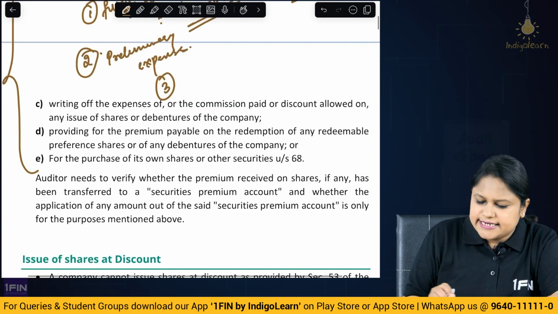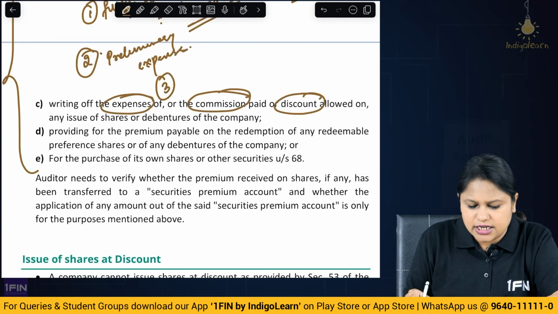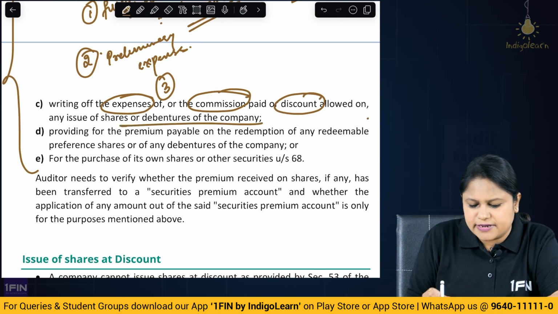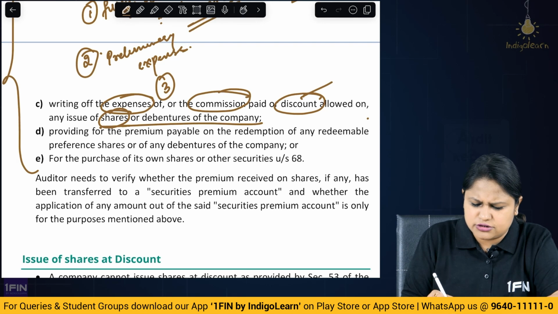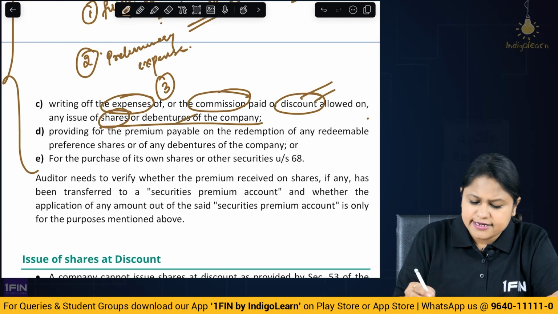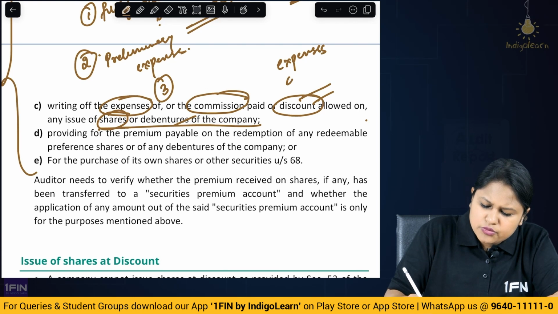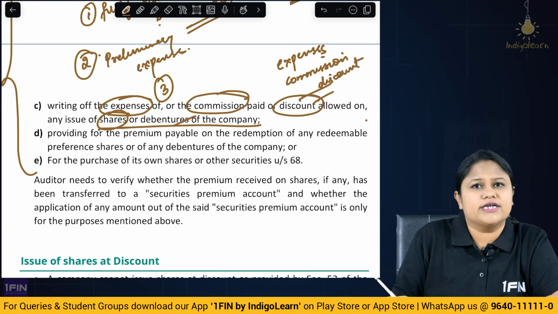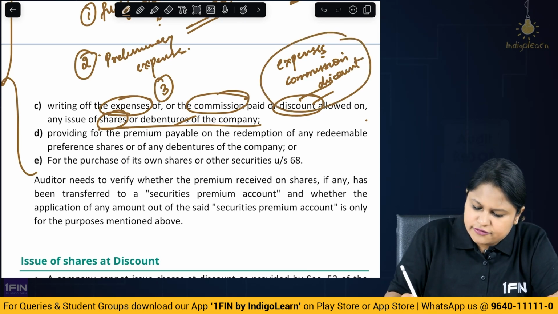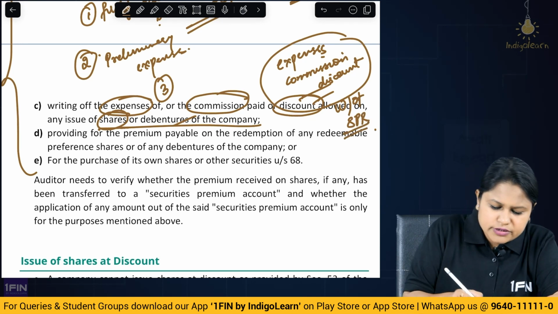Correct? Then third, that is expenses, commission and discount allowed on any issue of shares or debentures of the company. So obviously shares, very rarely we see discount, but debentures obviously discount is there. Correct? So when whatever expense is there for the issue or whatever commission you are paying, commission I told you just now for underwriters, or discount that you have given on the issue of shares or debentures, all of these can be written off against what? SPR.